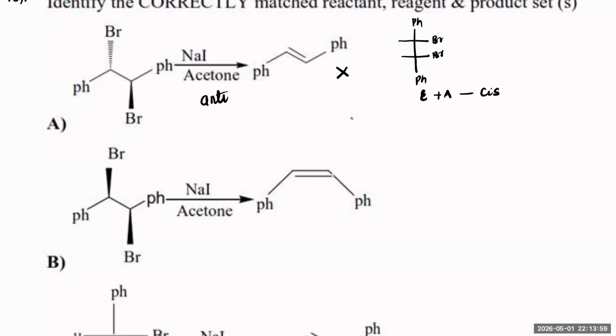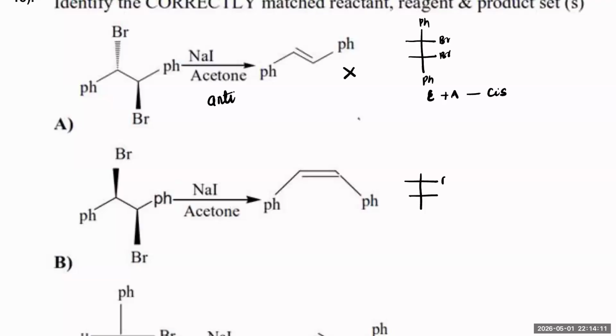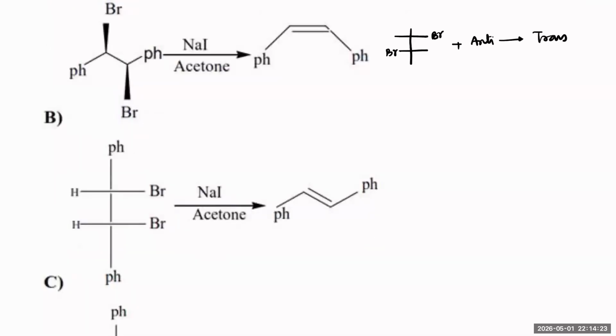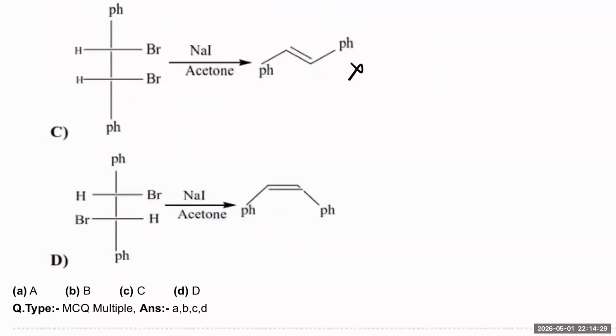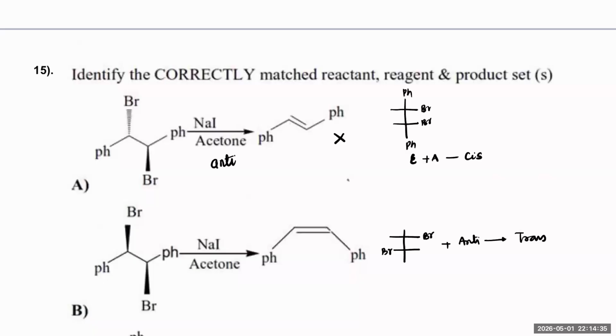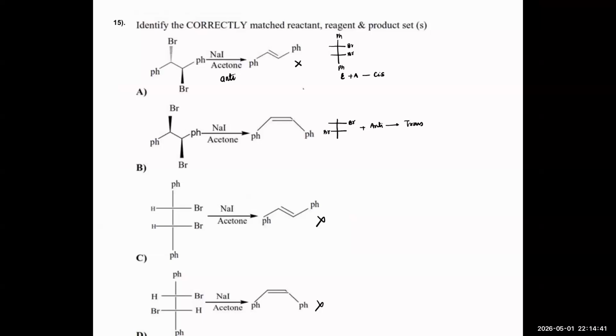So check out the second one. Now this time it is threo, correct? So it is Br here and Br here. Plus anti addition, that should give you trans. So that is also given wrong here. Next, here, the first one, again, erythro is given wrong here. Threo is given wrong here, right? Why is it wrong? Oh my God, all of them are wrong. Ph and Ph, this is erythro anti.